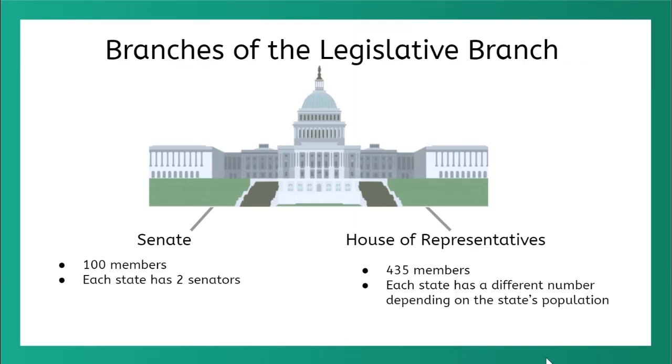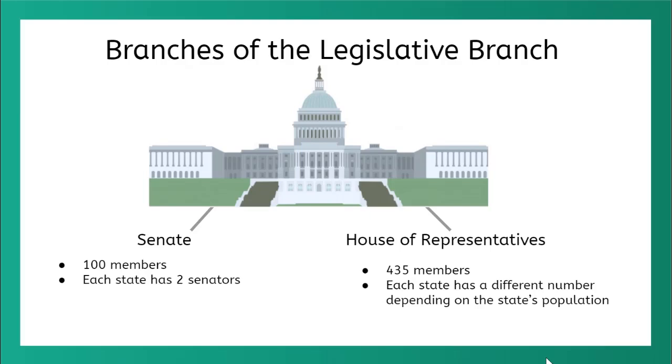There are two parts that make up Congress. You can think of these as the branches of the legislative branch. These are the Senate and the House of Representatives. The Senate is made up of 100 members. Each of the 50 states gets 2 senators.